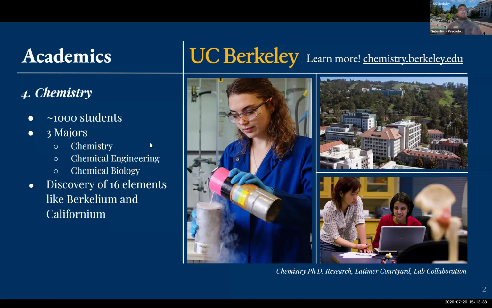For example, we discovered 16 of the elements on the periodic table, which is why you will see elements such as berkelium and californium, named after Berkeley and California, respectively, as a way to honor our discovery of all of these elements. So some of these images that you might see are going to be some chemistry PhD research, along with Latimer Courtyard, which is part of our College of Chemistry's chemistry complex, and then also lab collaboration, because you can engage in a lot of collaboration with both students and faculty while you are here as a student at the College of Chemistry.